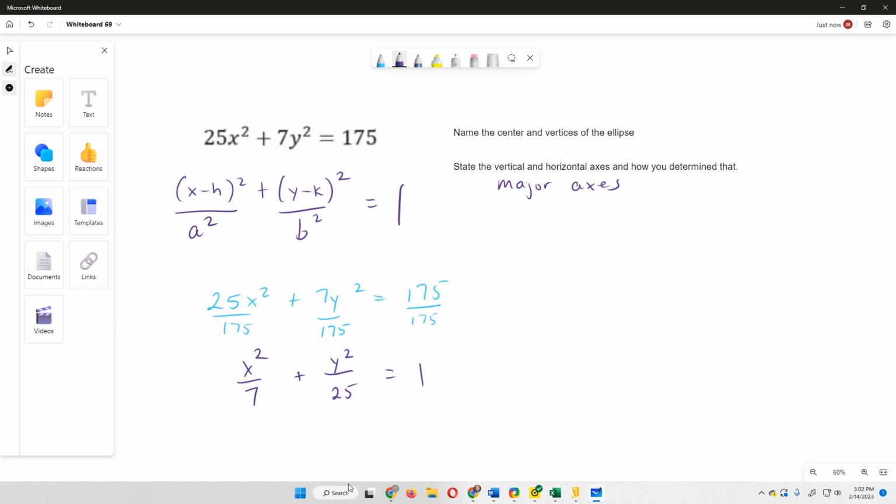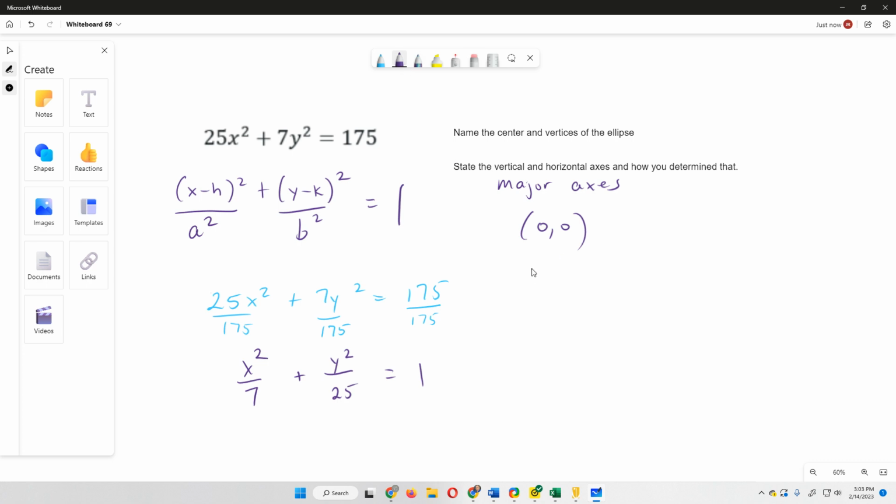From here, we can now figure out our center. Since there's no h and k in the problem, the center is just (0, 0). So then we need to find the vertices. The vertices are set up with your vertical and then your horizontal. Actually, let's do the horizontals first.